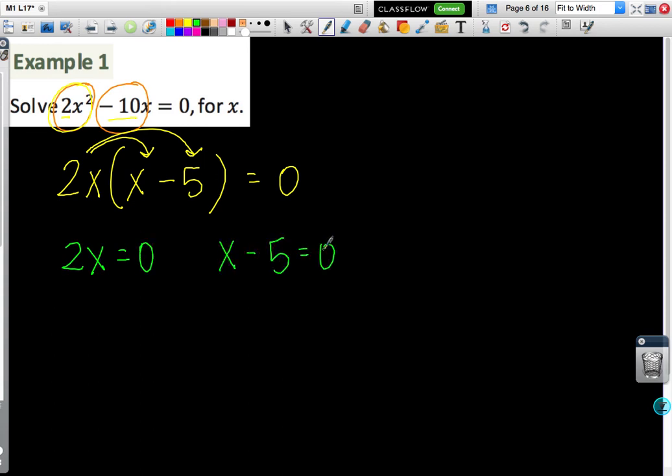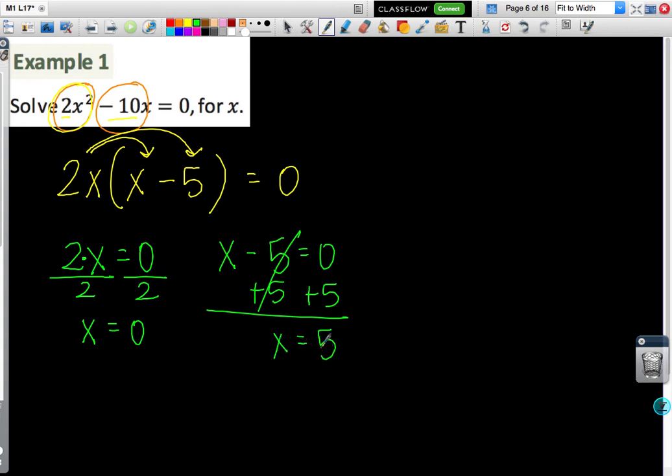So in order to get x by itself here, this is really 2 times x. So we are doing the opposite of that. So we're left with x equals 0. We add 5 to both sides, and we're left with x equals 5. So my solutions are 0 and 5.